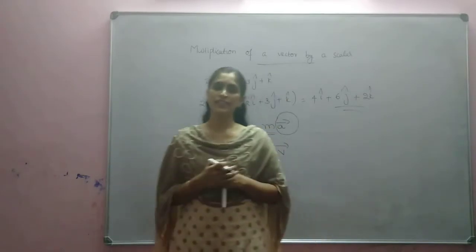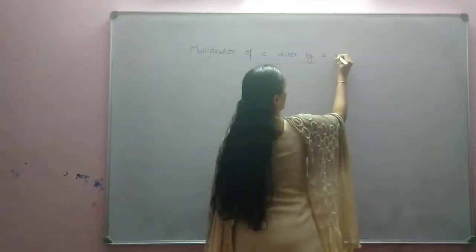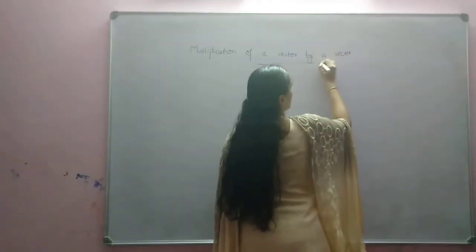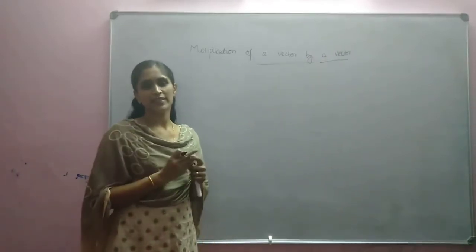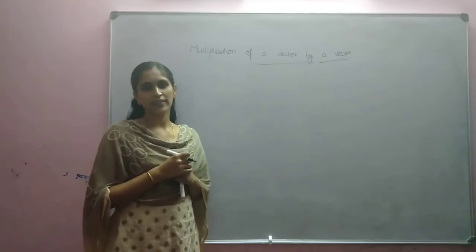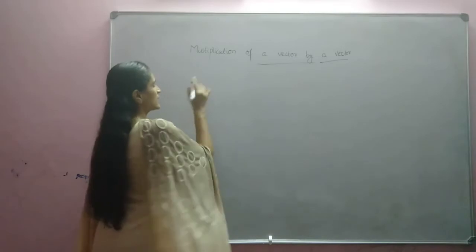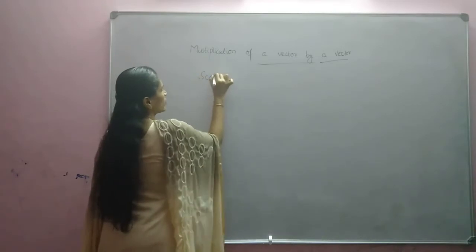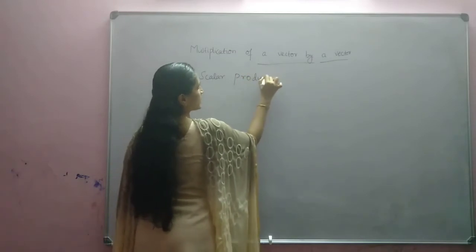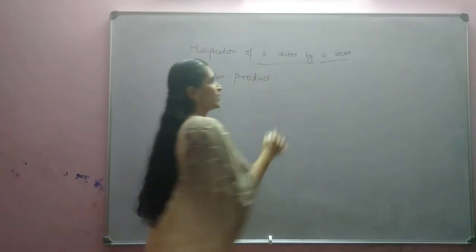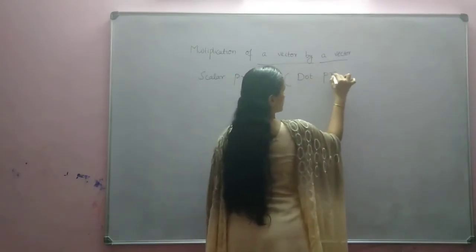Next we will discuss multiplication of a vector by a vector. When we multiply a vector by another vector, two possibilities are there. We can get a scalar quantity or we can get a vector quantity. Accordingly, we call it scalar product and vector product. First we will discuss the scalar product. It is also known as the dot product.